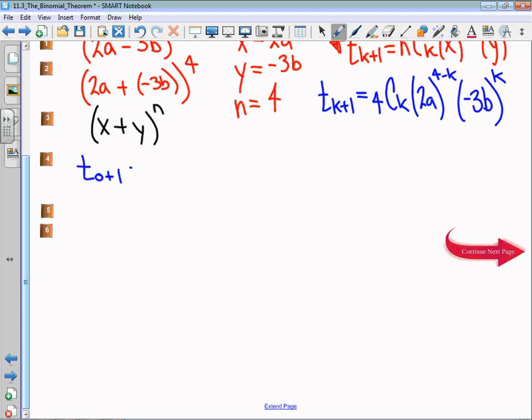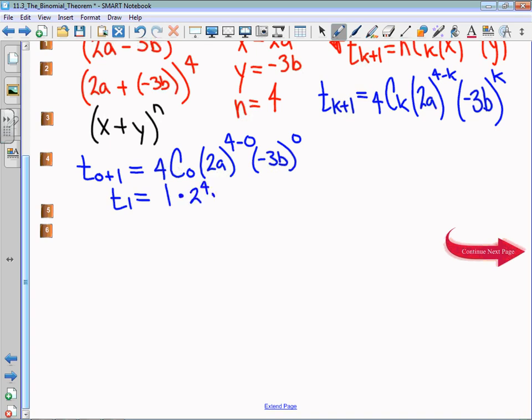So term 0 plus 1 is going to be equal to 4 choose 0 times 2a to the power of 4 minus 0 times negative 3b to the power of 0. That means that term 1, 4 choose 0 is 1, then it's multiplied by 2 to the 4, and it's multiplied by a to the 4. What's negative 3b to the power of 0? 1. So we don't even need to include it. So I'm going to say that term 1 is equal to then 2 to the power of 4 is 16, and then we have our a to the power of 4 in place as well. All right, that's the first term.